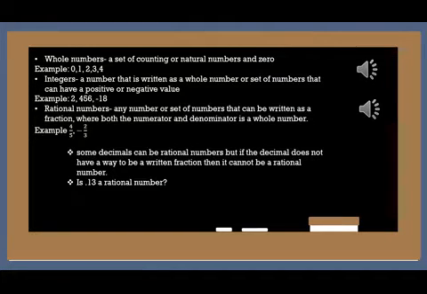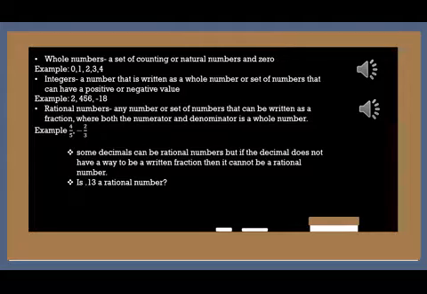A whole number is a set of counting or natural numbers and zero. This would be 0, 1, 2, 3, and 4. Those are all examples. An integer is a number that is written as a whole number, or a set of numbers, that can have a positive or negative value. An example of this would be 2, 456, and negative 18. A rational number is any number or set of numbers that can be written as a fraction, where both the numerator and the denominator is a whole number. An example of this would be 4/5 or negative 2/3.